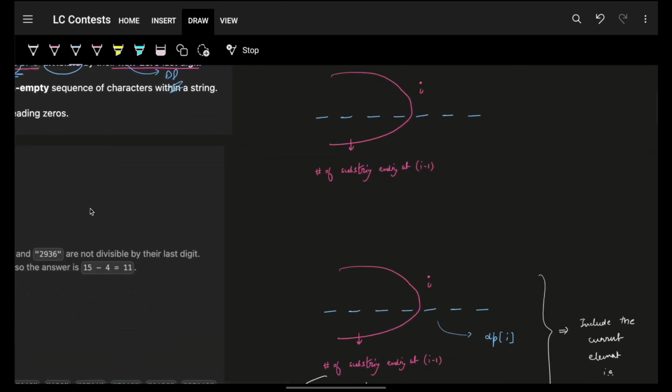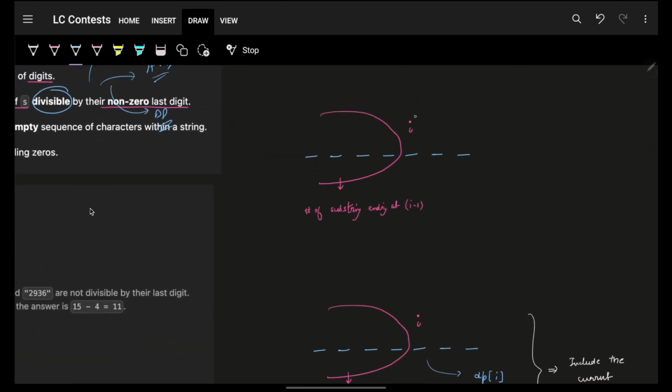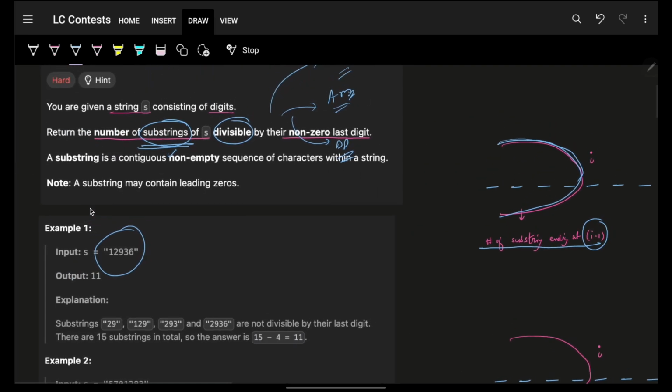Coming back, so we realized I'm at a specific index i. I will try to leverage the state. What I mean by that is whatever I have done previously. What is previous? Previous is the number of substrings ending at the i minus 1th index. But technically I want this as a condition: number of substrings divisible by their non-zero last digit.